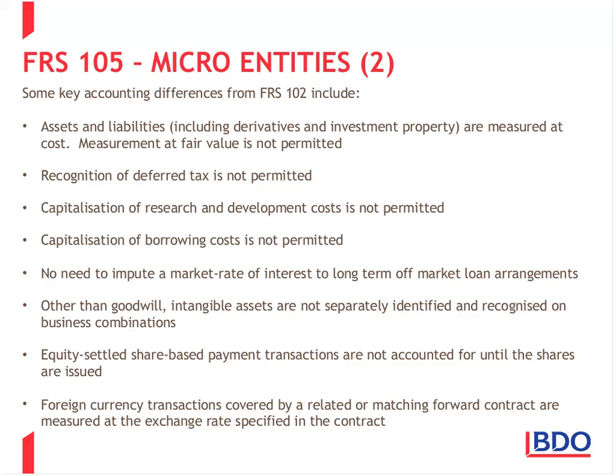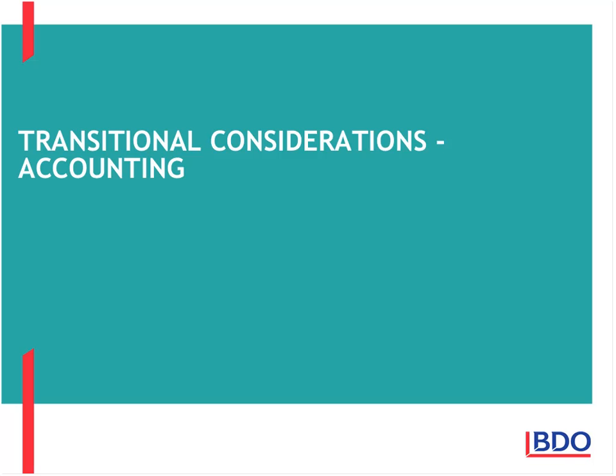Other than goodwill, intangible assets are not separately identified on business combinations, and equity-settled share-based payment transactions are not accounted for until the shares are issued. Foreign currency transactions covered by a related or matching forward contract are measured at the exchange rate specified in the contract. So if we looked at the basic differences between FRS 102 and old UK GAAP.